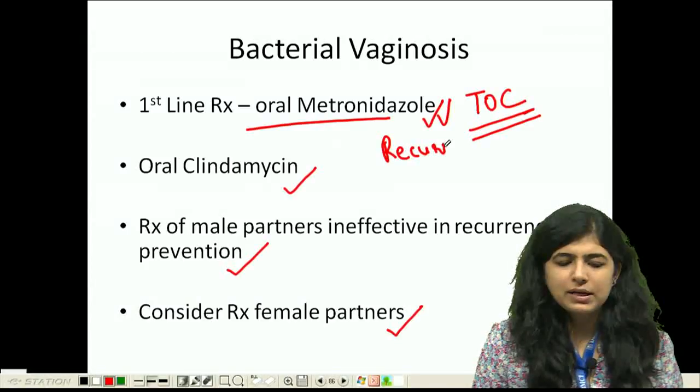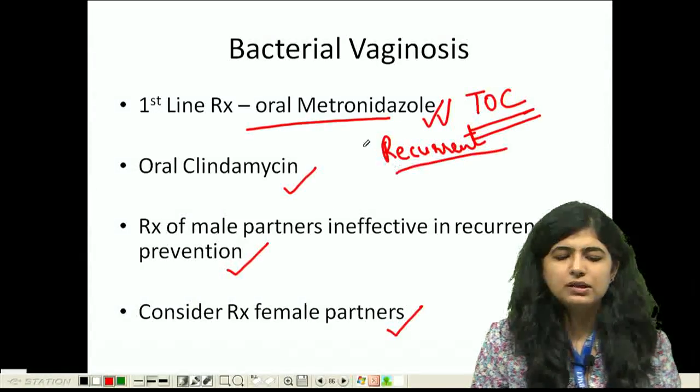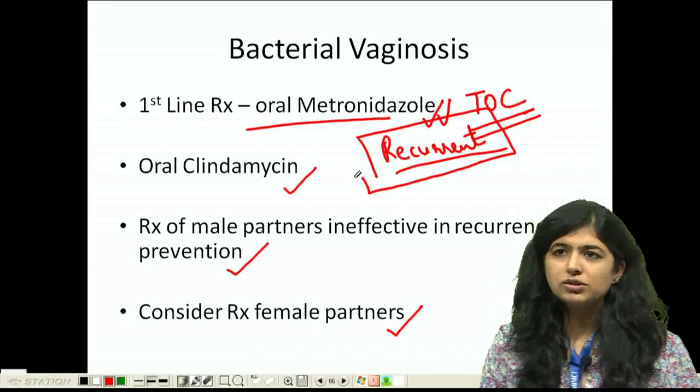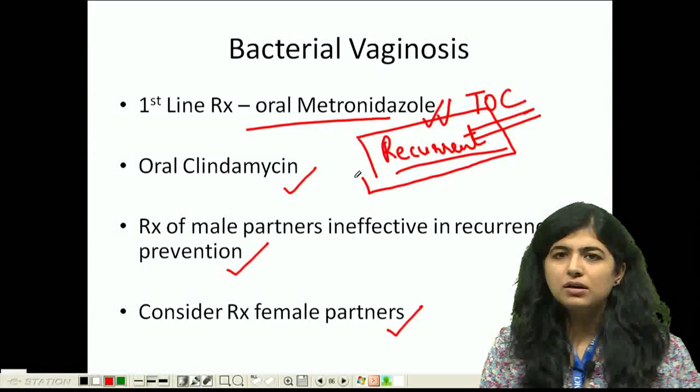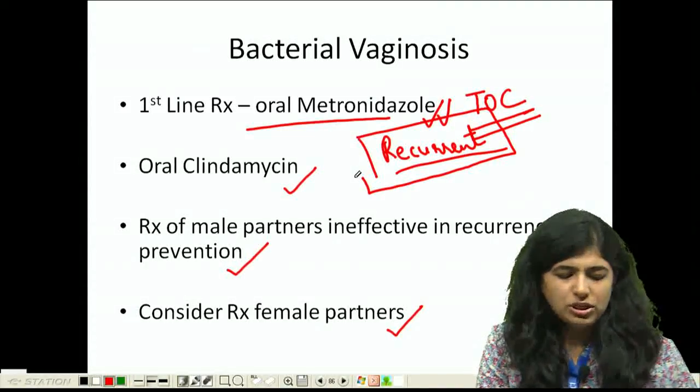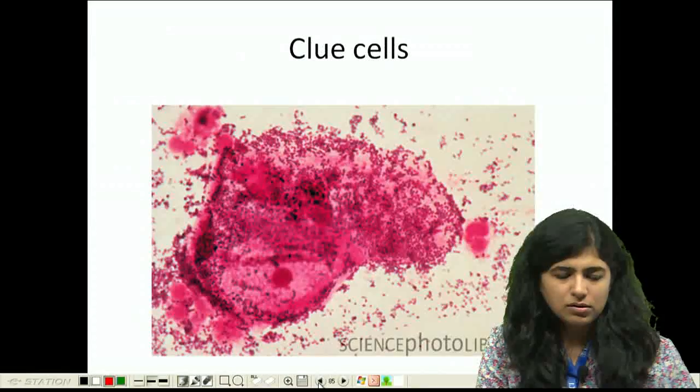However, the problem with bacterial vaginosis is it can be recurrent. In some questions, it can be given as a recurrent genital discharge. So recurrent infection is a BV, bacterial vaginosis. Clear to everyone?